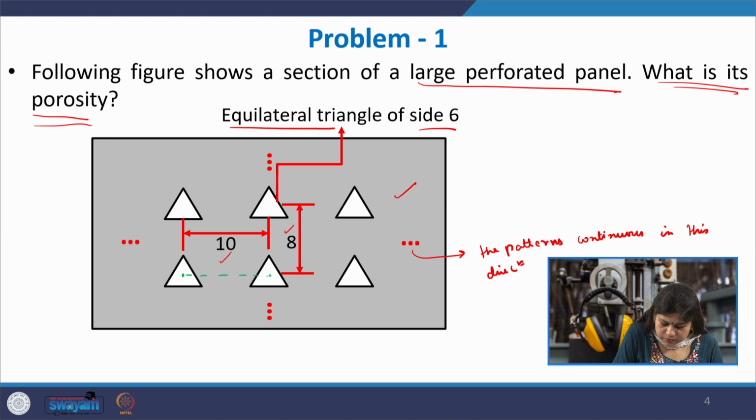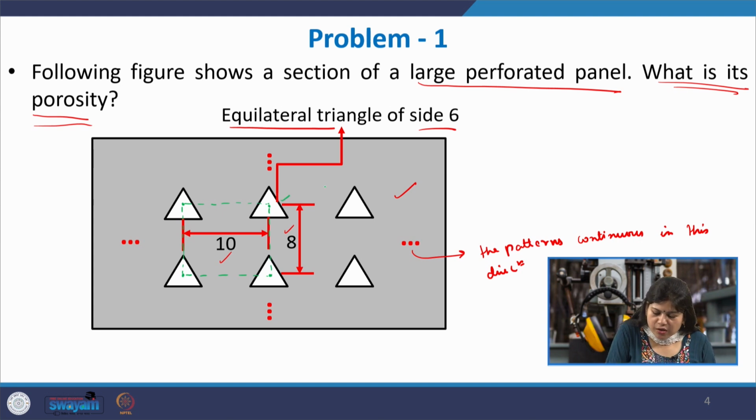Mark the centroids and simply join them, and you will see that this unit repeats to make the complete panel. This requires more practice. If you practice, you can very intuitively guess which would be the primary repeating unit. If you keep repeating these units in all four directions one by one, you will get the full panel. So, this is one primary repeating unit.